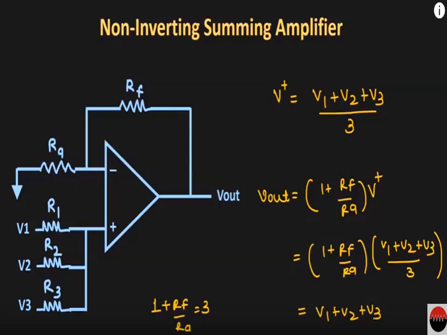For most applications, we won't go for the non-inverting summing amplifier; we'll choose an inverting summing amplifier. Why? Because the non-inverting summing amplifier becomes more complicated. If I go for more voltage sources, it becomes much more complicated, and using this configuration we can't isolate the inputs or go for scaling. So preferably we'll go for the inverting summing amplifier.